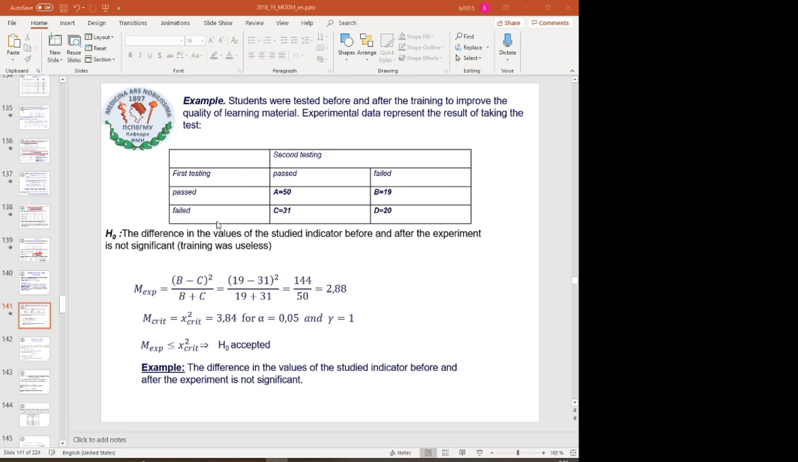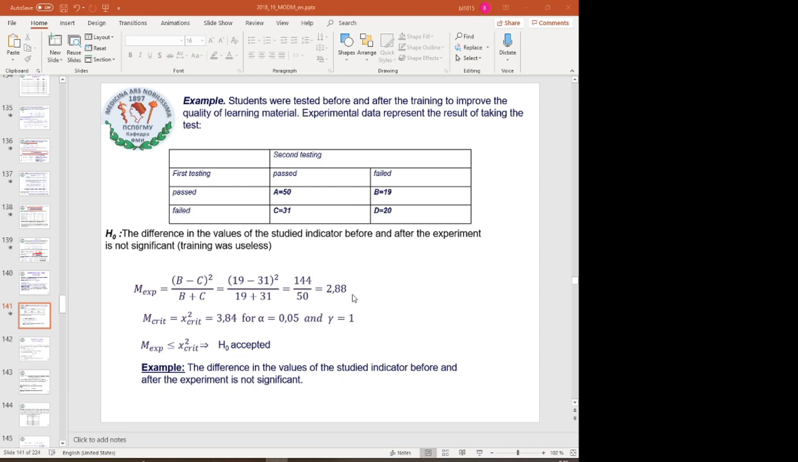So let's formulate the null hypothesis. The difference in values of the studied indicator, 19 and 31, before and after the experiment is not significant, so training was useless. As usual, the null hypothesis tells us that something didn't have any effect. Let's calculate the experimental value. This value is (b minus c) squared, so 12 squared over b plus c.